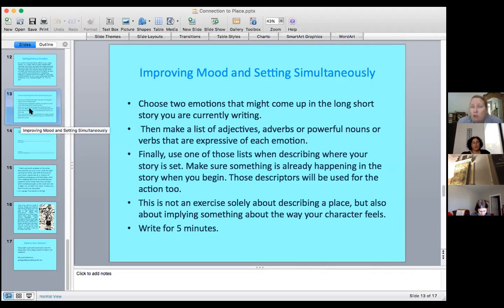Choose 2 emotions that might come up in the long short story that you're currently writing. That's the short story that you started this past week and that I wanted to see but didn't see, except for one of you. So choose 2 emotions that might come up in the long short story that you're writing. Any 2, I don't care what they are. Then make a list of adjectives and adverbs or powerful nouns and verbs that are expressive of each emotion.